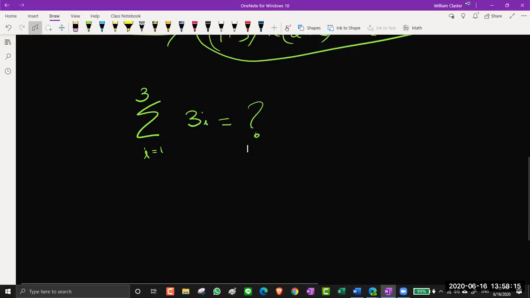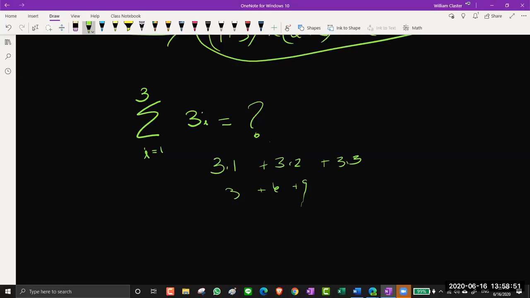Okay, I'm going to close it in 15 seconds. Okay, so what's the answer to this? Well, we just figured out that this means 3 times 1 plus 3 times 2 plus 3 times 3. So it's just a question of adding that up. 3 plus 6 plus 9. So that's 15 and 18.